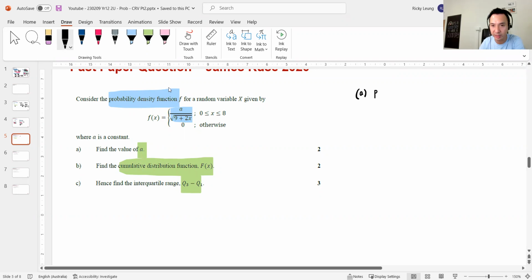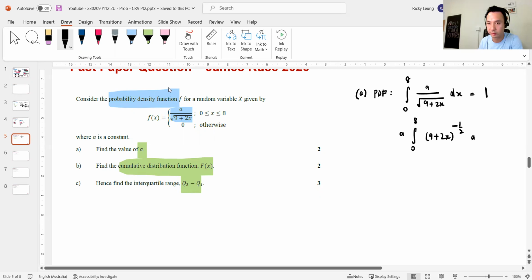So once again, it's a PDF. Total probability between 0 and 8 of the function itself should go to 1. So take out the A, and to make my integration easier, I'm going to make that come upstairs, to the power of negative half, dx equals 1. A, now integrate that. I can't yet. I need the derivative of that in front and divide by 2, so A on 2.